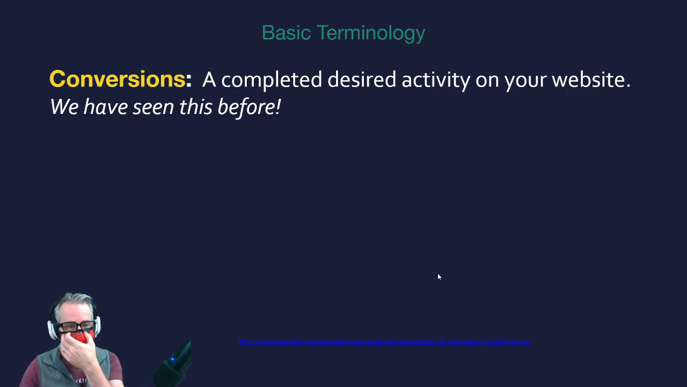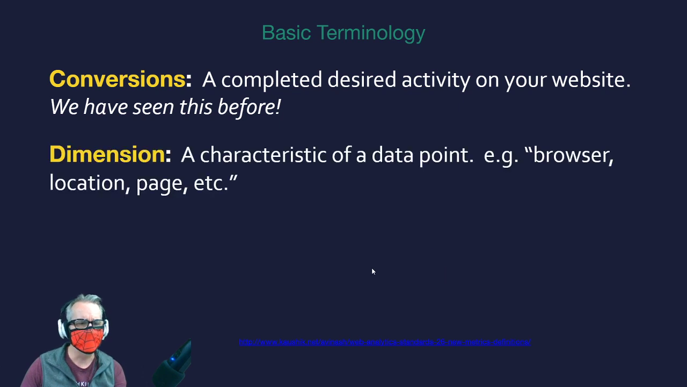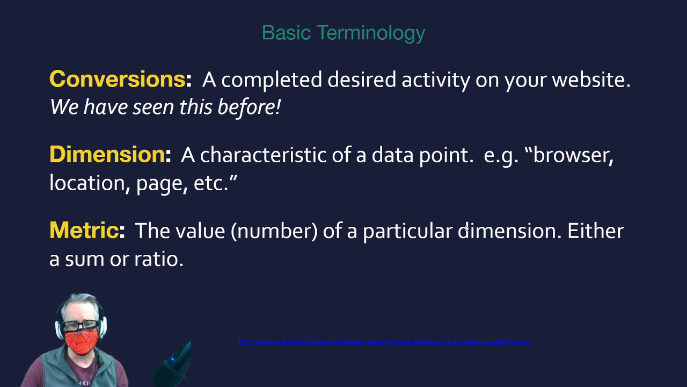Conversion is a completed desired activity on your website. We've talked about this plenty of times. A dimension is a characteristic of a data point. So, what type of browser they're using, where they're browsing from, what page we're talking about. That's the dimension of our data point. The metric is the value of a particular dimension, either a sum or a ratio. So it could be, for example, what percentage of my users are viewing my website in Google Chrome, what percentage of my users are using my website in Safari. Those would be different metrics. The dimension would be what browser they're using.